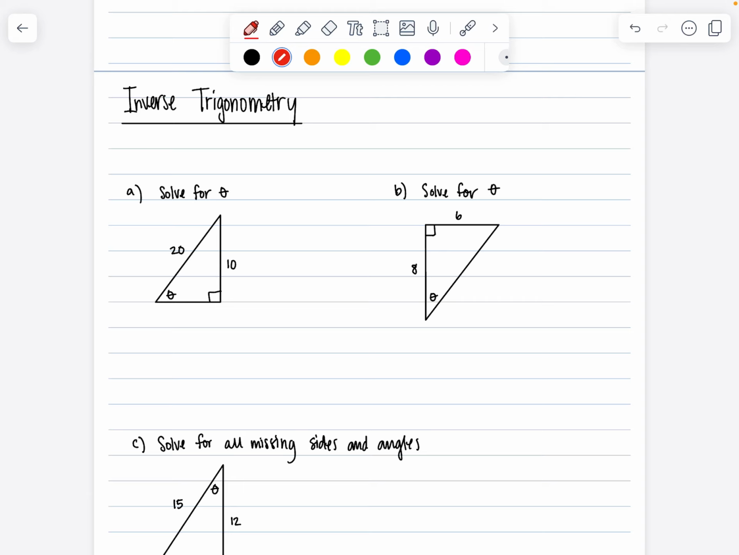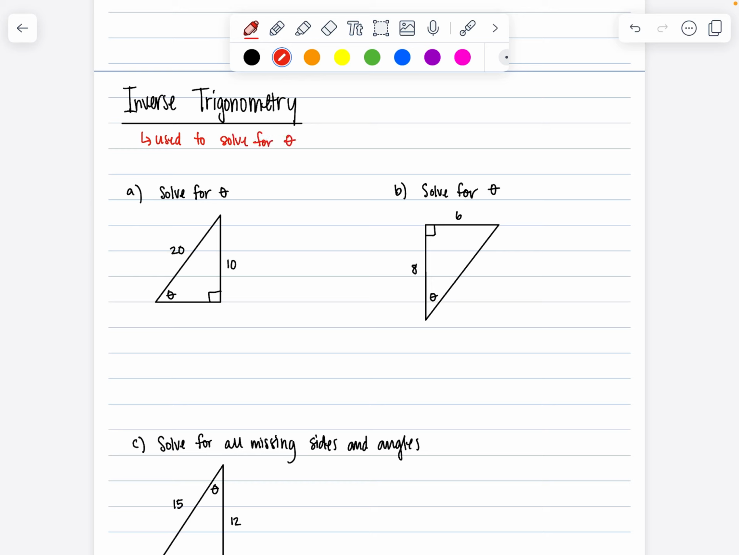A lot of this has been building up. How do we use SOHCAHTOA, trig ratios, solving for sides using trigonometry, and now we get to solve for angles this time. So last time we solved for sides, this time we're actually solving for angles, and that's where inverse trig comes in. This is used to solve for angles.